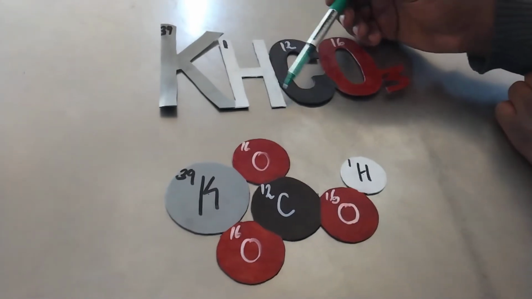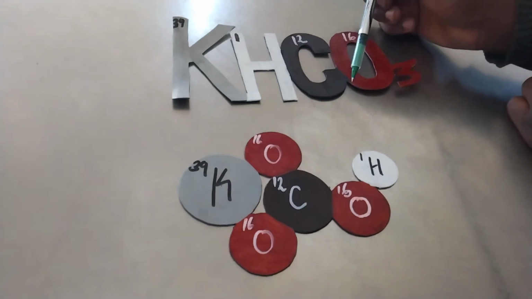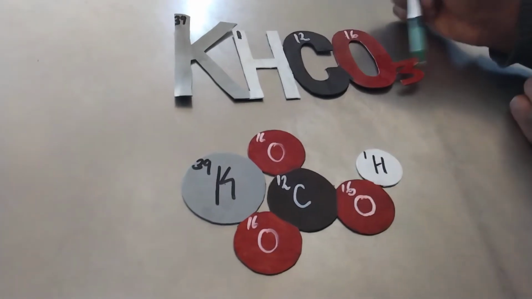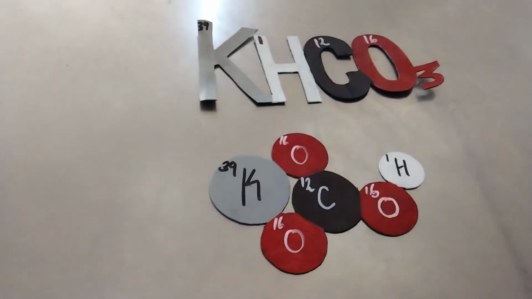Then we don't have any number after hydrogen, so we have only 1 hydrogen, as you can see. We don't have any number after carbon, so we only have 1 carbon. And we have a 3 after oxygen, meaning that we have 3 oxygen atoms for that molecule, and that is the analysis for that molecule.